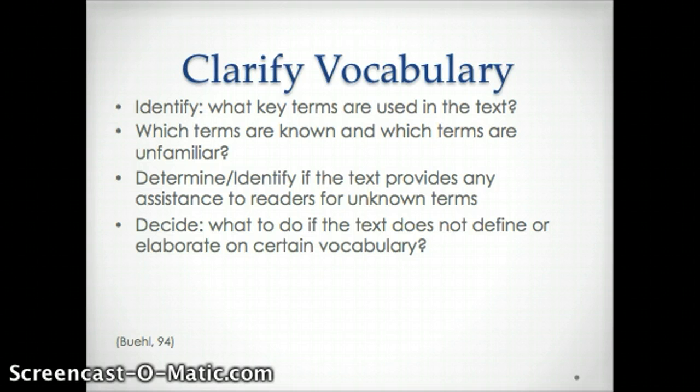Clarify vocabulary. Identify what key terms are used in the text, which terms are known and which terms are unfamiliar. Determine if the text provides any assistance to readers for unknown terms. And decide what to do if the text does not define or elaborate on certain vocabulary. What resources are available to help students solve these problems?